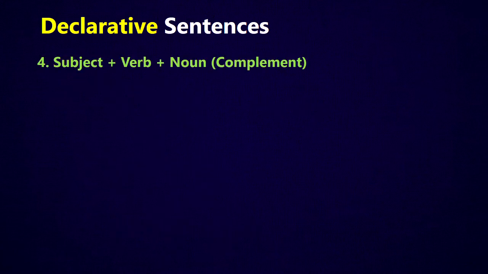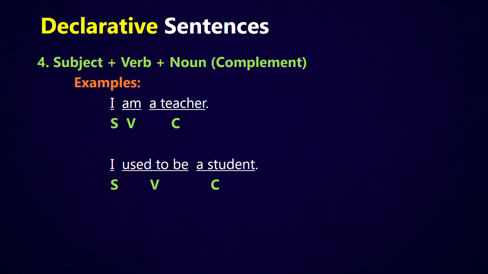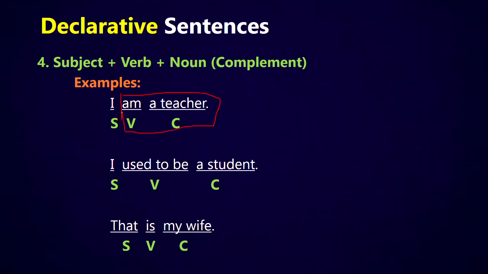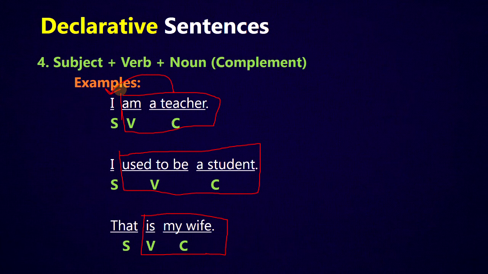The fourth type here is subject, verb, noun. And this kind of noun we call a complement. Here, complement means to complete something, to complete it. So for example, I am a teacher, I used to be a student, or that is my wife. Again, we have the subject and the predicate. The predicate starts with the verb and includes that noun complement. But these ones are like the last ones, the subject, verb, adjective, because the complement is describing the subject.